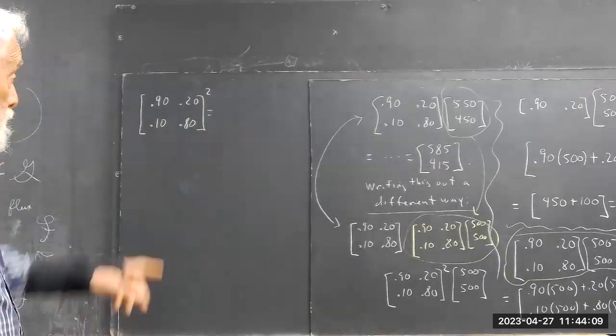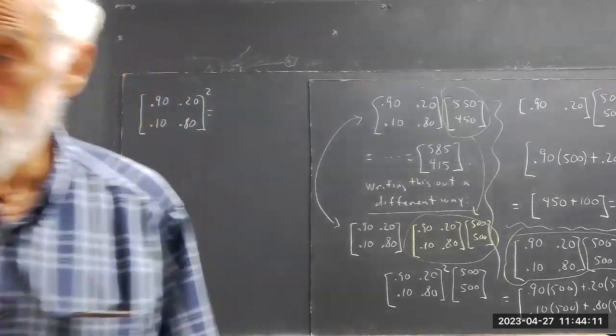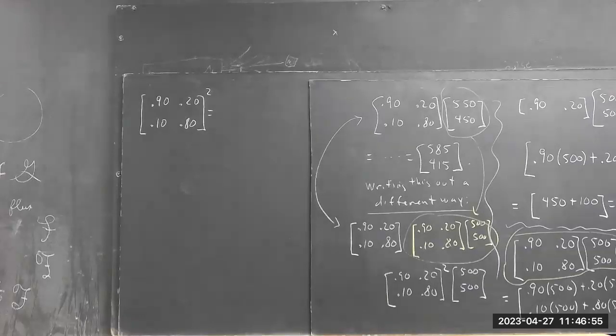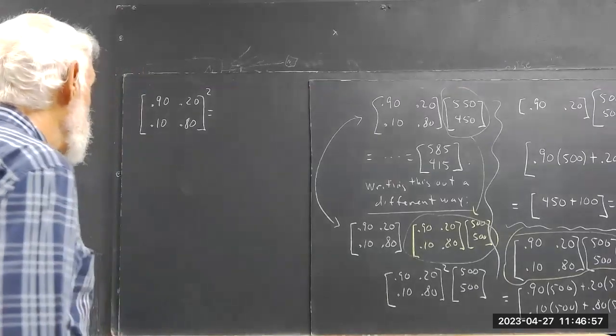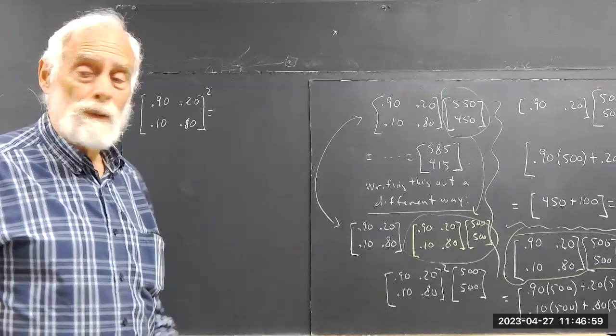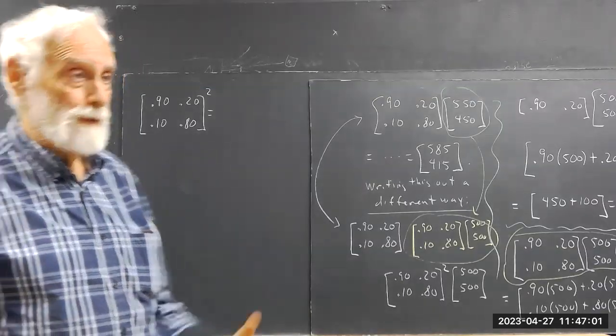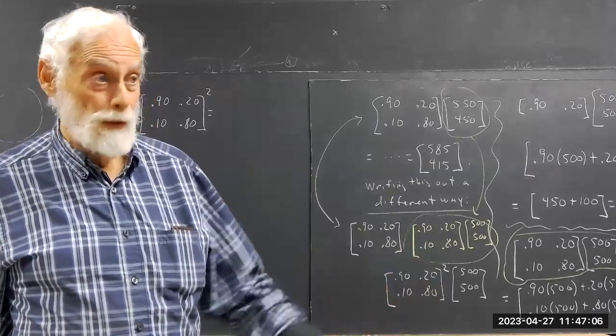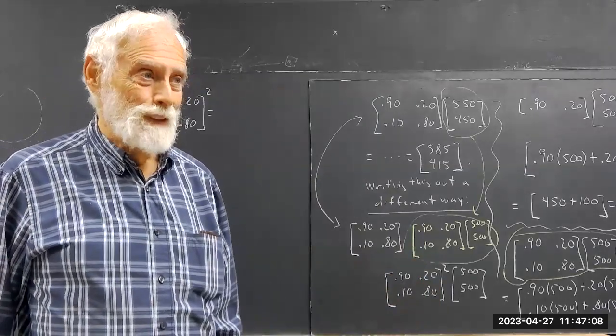What does it mean? Square of the matrix. How would you calculate the square of the matrix? Okay, now there's an important idea. To square something, what do you do? Well, how do you square 5? Well, 5 times 5. Okay, that's good.